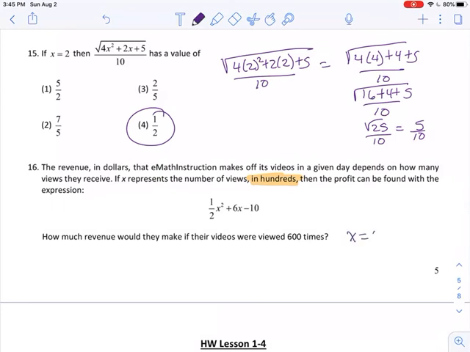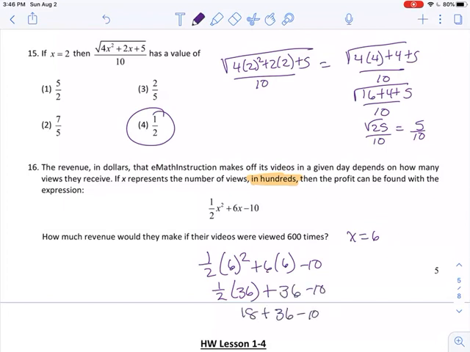So 600 times, that's basically x equals 6, because remember, x represents the number viewed in hundreds. So I'm plugging in 6 for x. 1/2 times 6 squared plus 6 times 6 minus 10. 1/2 of 36 plus, oops, I lost my 6 here, plus 36 minus 10. 18 plus 36 minus 10. So that would be 44.